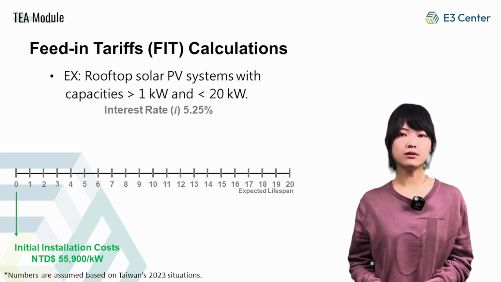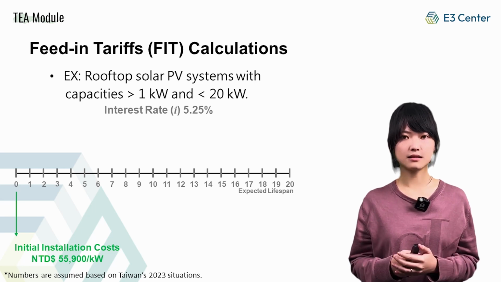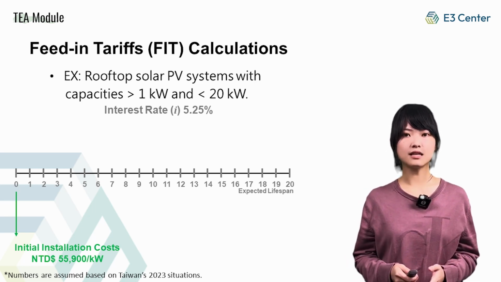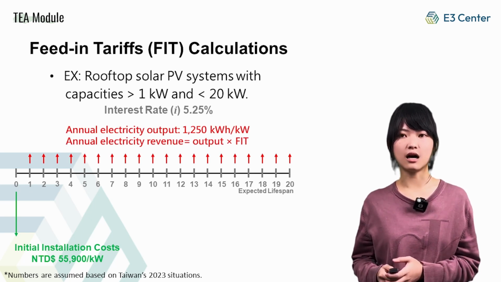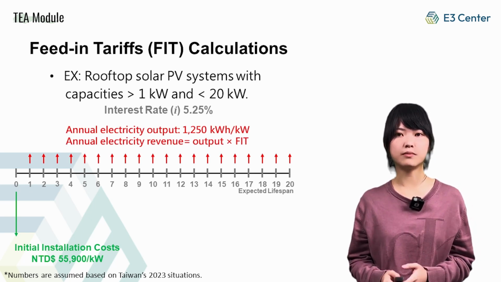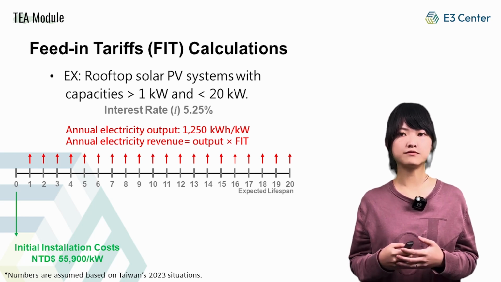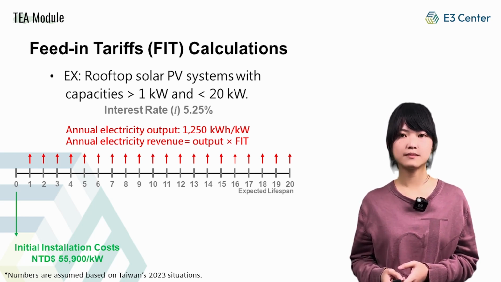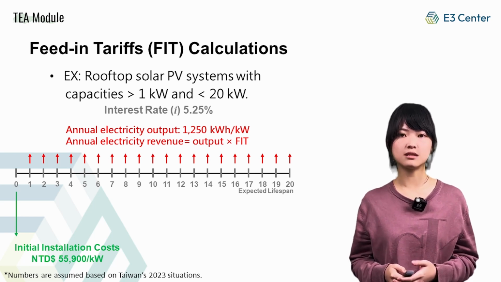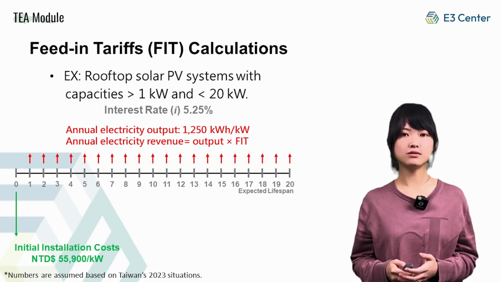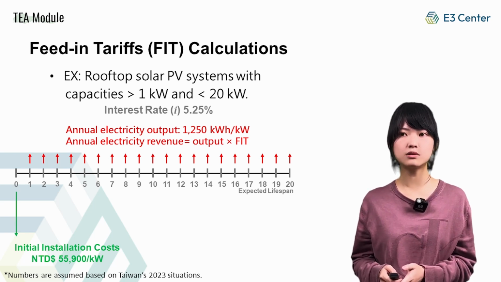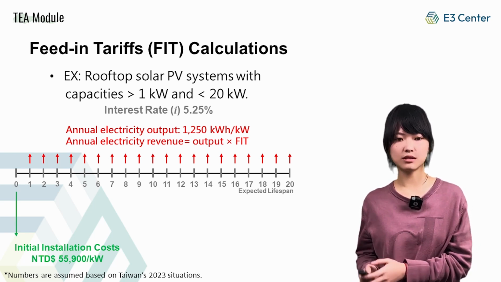For our example, it is 55,900 NT dollars per kilowatt. The second is the annual electricity output. Each kilowatt of our PV system produces about 1,250 kilowatt hours per year. And the third component is revenue from electricity sales. The revenue is generated by multiplying the annual electricity output by the FIT rates.